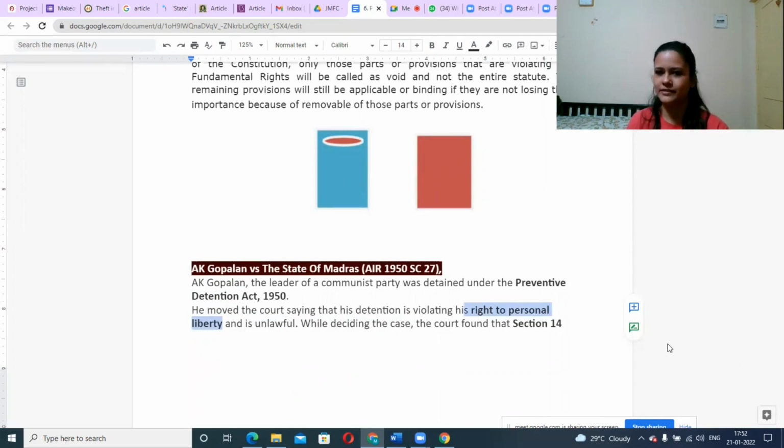While addressing this, the court said that this entire legislation, the Preventive Detention Act 1950, is otherwise fine, but there is one section, section 14. Only that section is having a problem. So we would apply this doctrine of severability. We would separate out section 14 and say that section 14 is void, but the entire legislation will remain as it is. Okay. Is it clear?